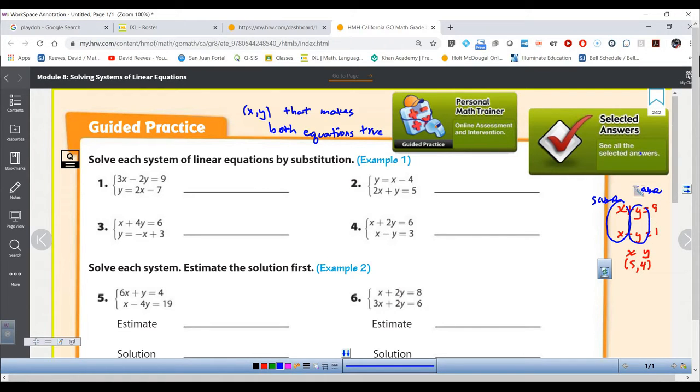And the reason that's so important to understand is that means that this y and this y are the same. And I'm going to use a different color. This x and this x are the same. So wherever I see this second y, or whatever it's equal to, I can replace the first y with it. Or wherever I see the first x, I could replace it with what the second x is equal to.